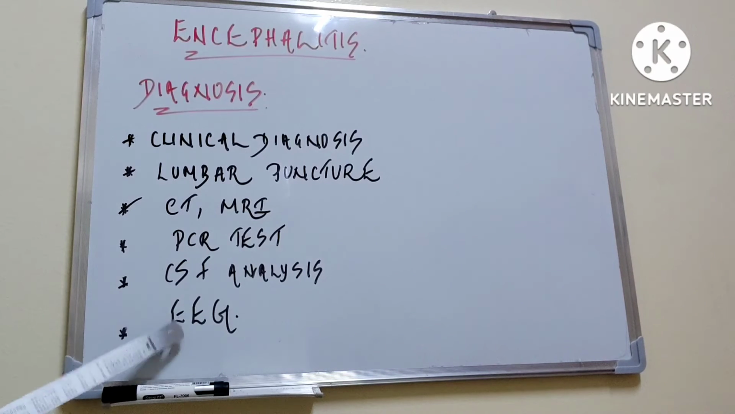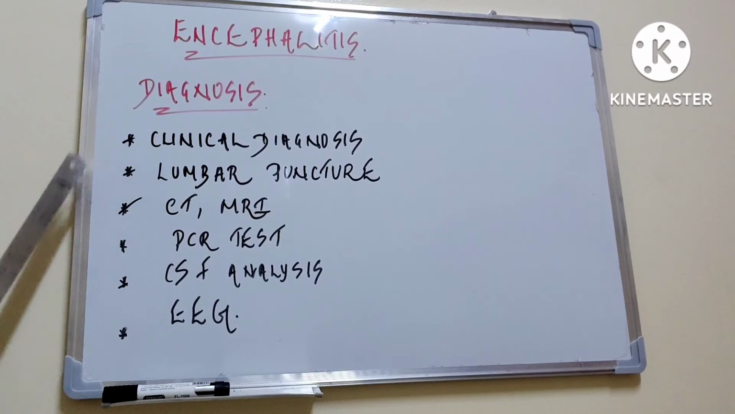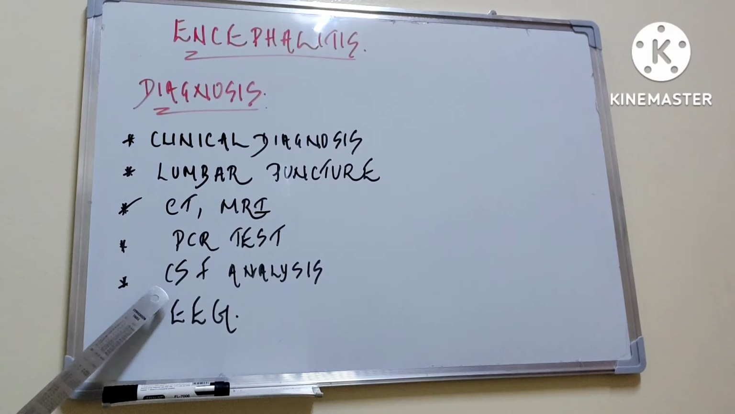The last one is EEG. If the patient is having seizures, epilepsy, etc., then we can have a look at the EEG as well. So what are the diagnostics of encephalitis? The clinical diagnosis, lumbar puncture, CT, MRI, PCR test, CSF analysis, and EEG.